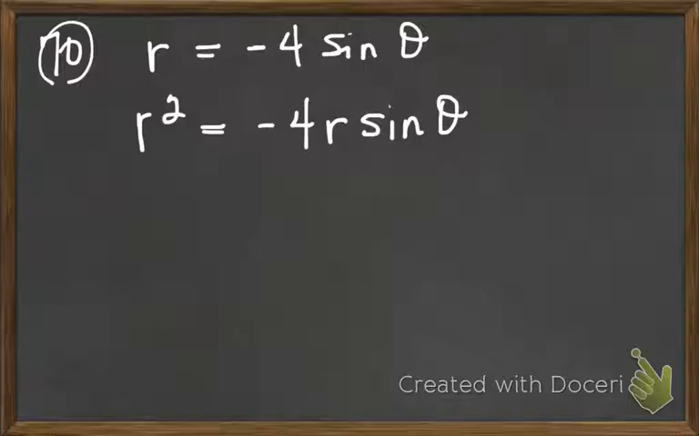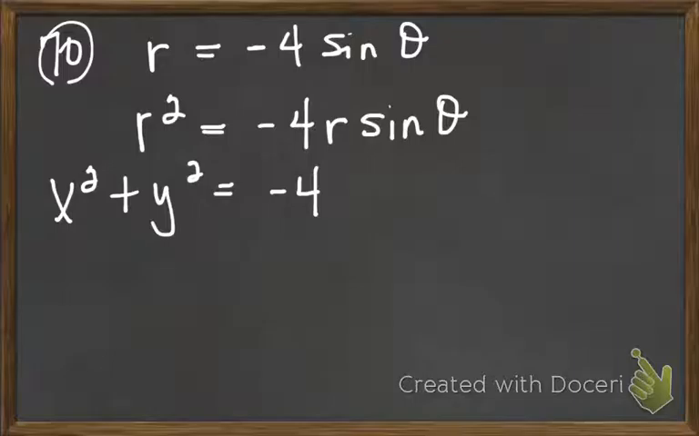Then remember, you're supposed to be able to get everything turned into x's and y's. So the r squared turns into an x squared plus y squared. And you have to keep the -4. And then r sine of theta turns into a y. So now everything is in x's and y's. At this stage, you go, oh, it has an x squared and a y squared. They're both positive. They have the same coefficient. So it's going to be a circle. But the center's not going to be at 0, 0 because of that -4y.